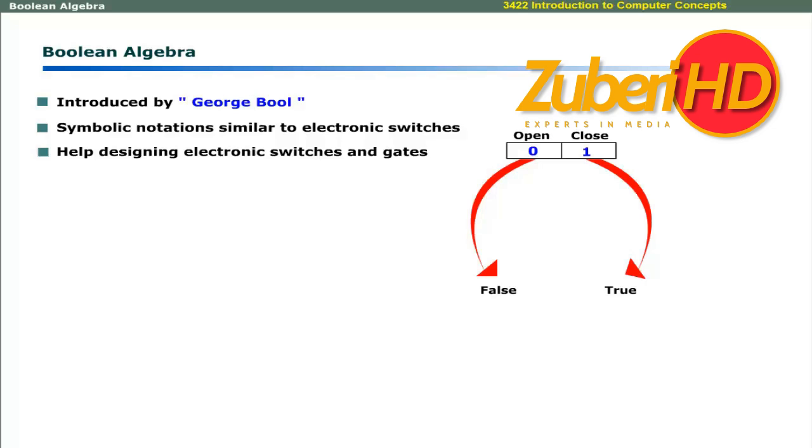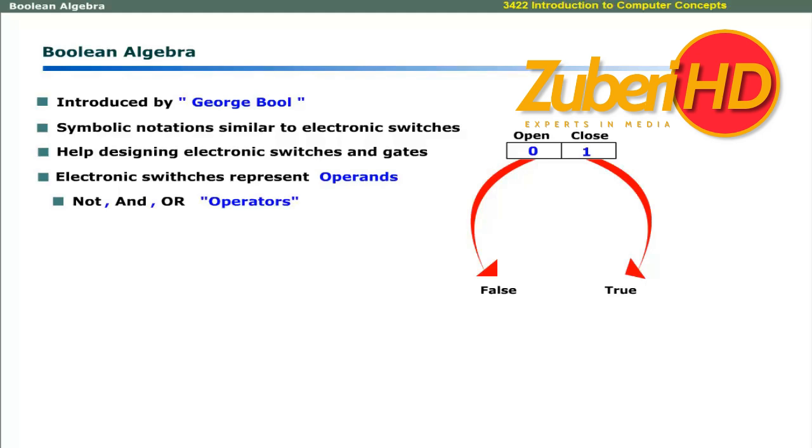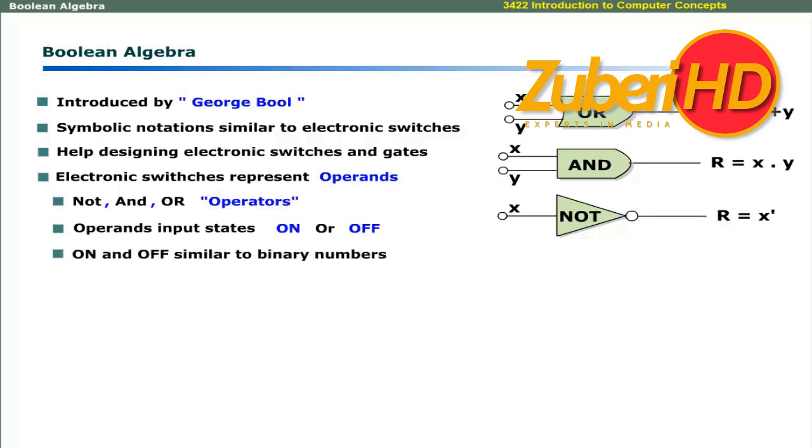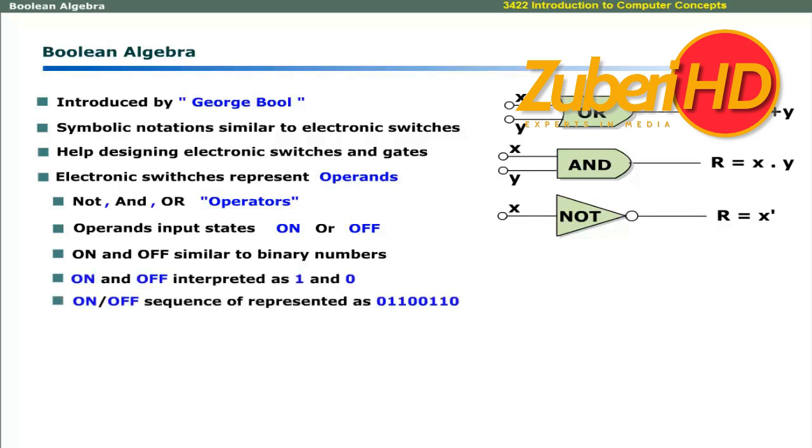The electronic switches are considered operands. NOT, AND, OR are operators. These are physically represented by logical gates. The operands take input in two states, that is, on or off. That is analogous to binary number system. The on-off state or sequence of on-off states are interpreted in binary number sequence.